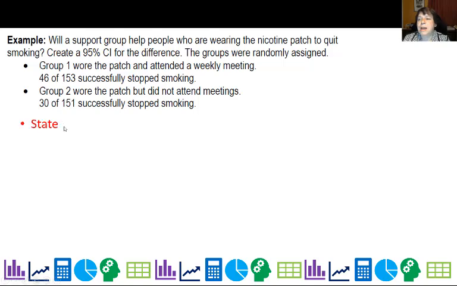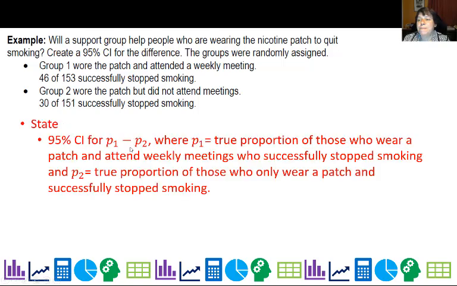So my state is I'm going to do a 95% confidence interval for P1 minus P2, where P1 is the true proportion of those who wear a patch and attend weekly meetings who successfully stop smoking. And P2 is the true proportion of those who only wear a patch and successfully stop smoking. It might be tempting to say group 1 and group 2, but I actually technically already know that. That's not the whole population. It's an experiment, so I'm not representing the entire population. So that's why I was very specific here on the wording.